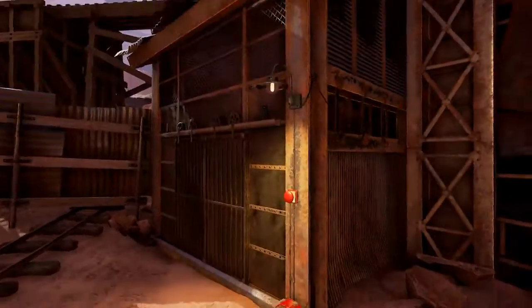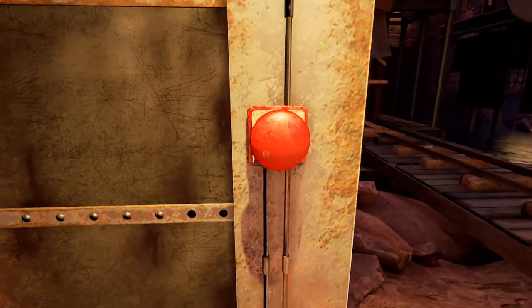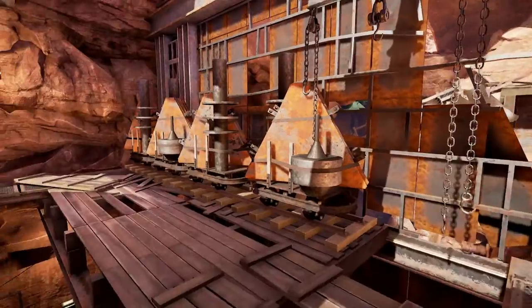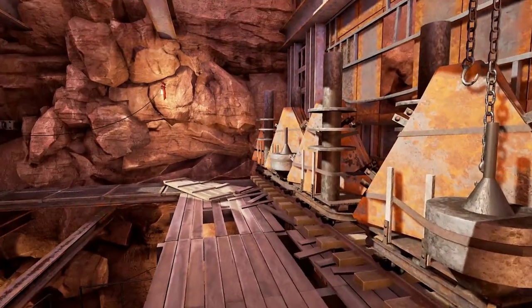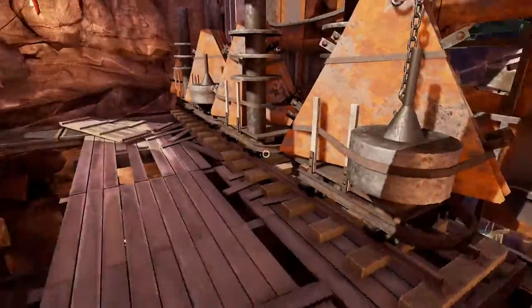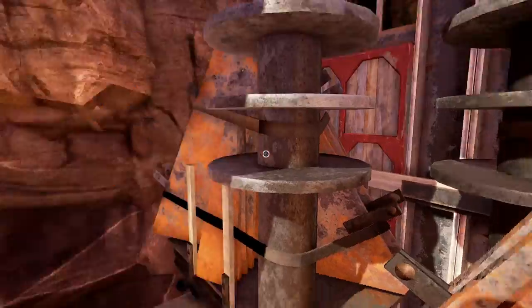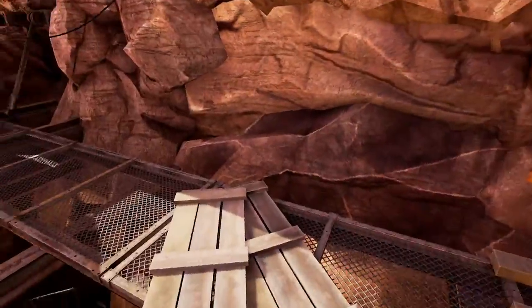Okay. Oh, lights on. Kind of like the music. It's kind of groovy. What's over here? Oh, there's the door. No wonder it wouldn't open. You got this thing. Alright.